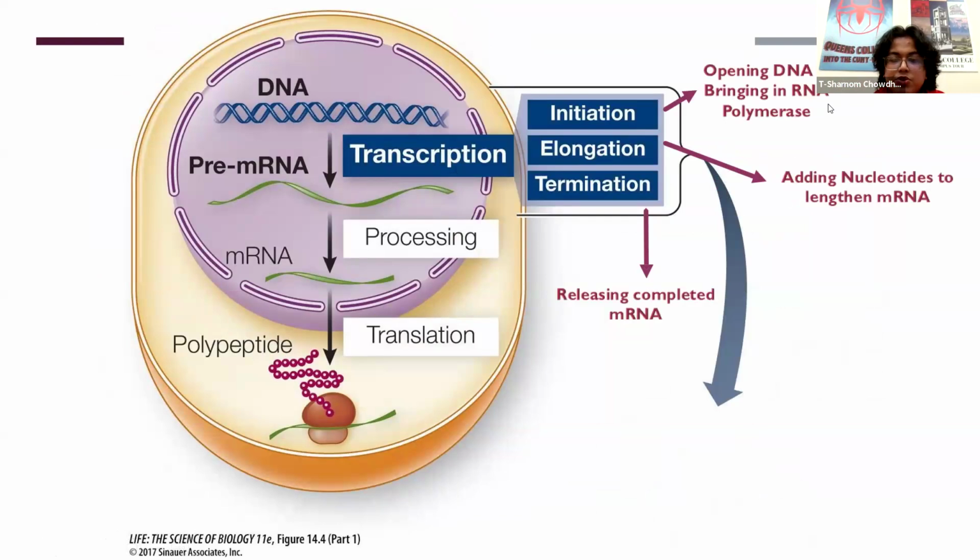So initiation is where you open the DNA and bring in RNA polymerase. Elongation is when you add in nucleotide length. So you lengthen the mRNA by adding nucleotides, and then termination is when it actually releases the mRNA.